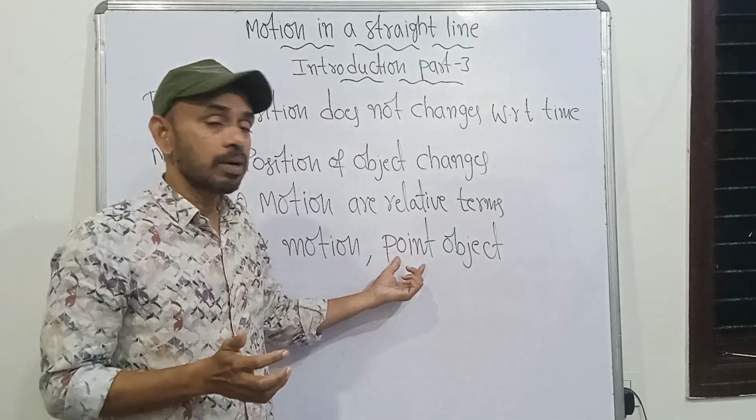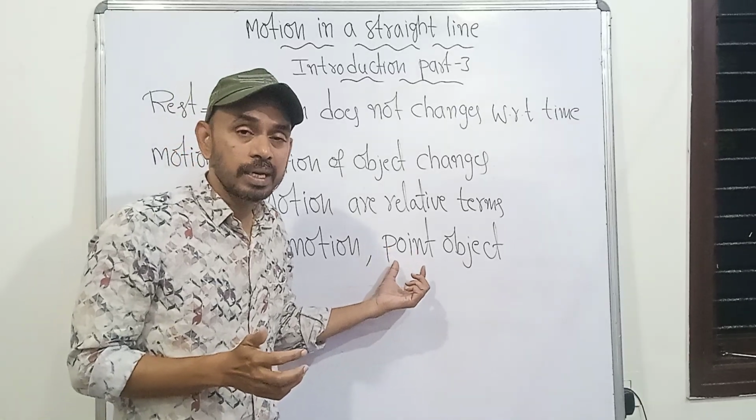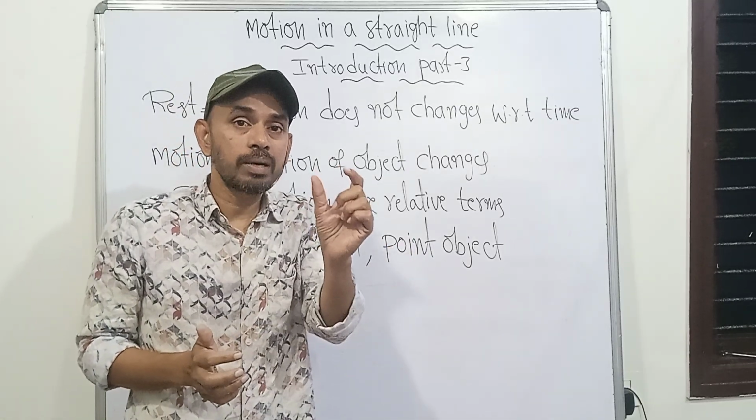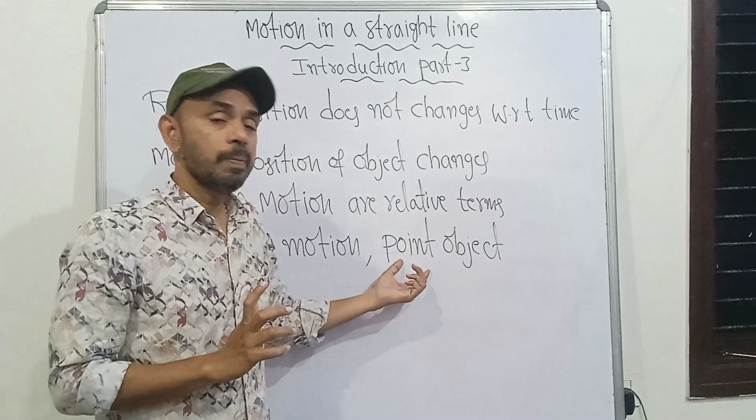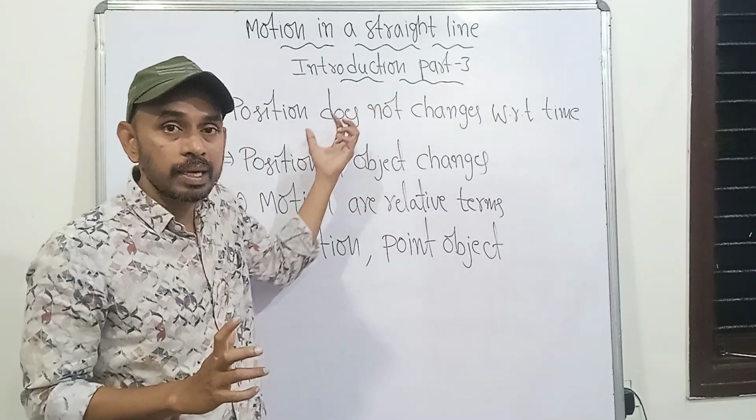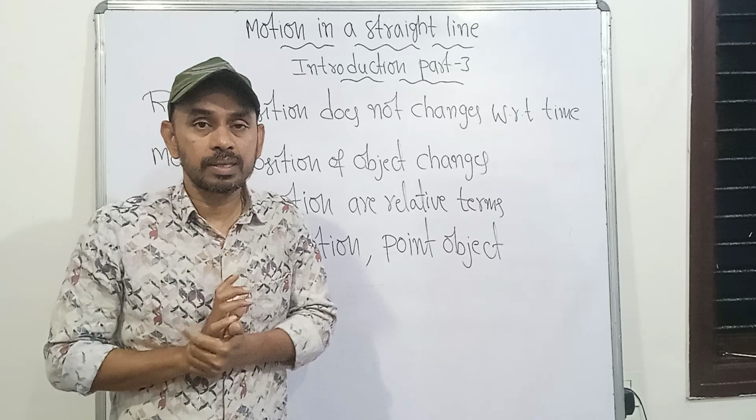So a point object means the object's size is very small compared to the distance traveled by it. Then it is said to be a point object. In this chapter, we will mostly take point objects.